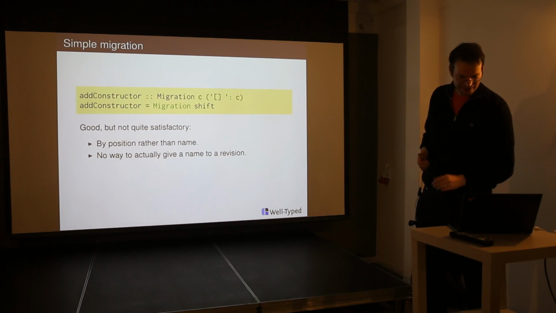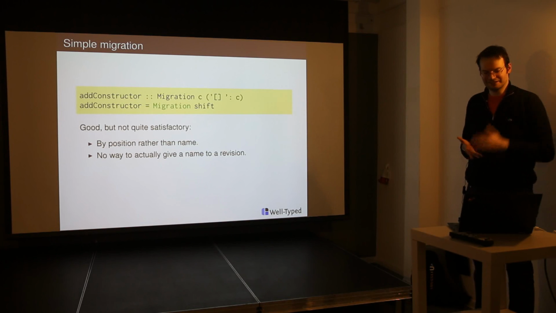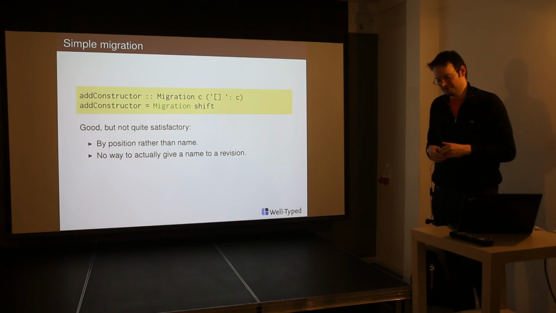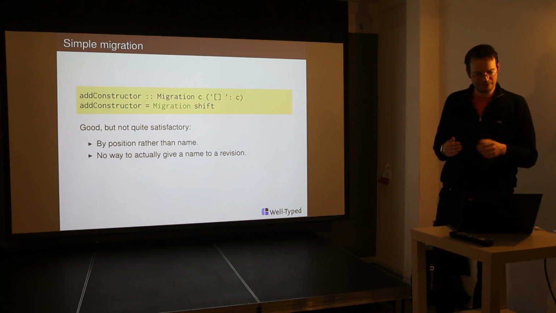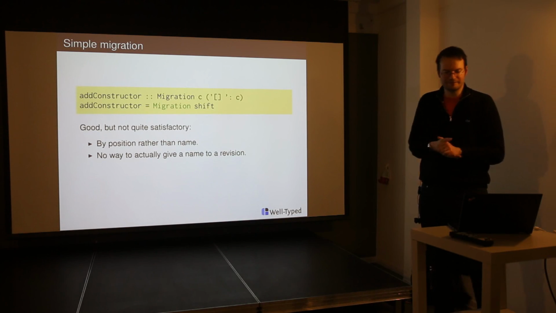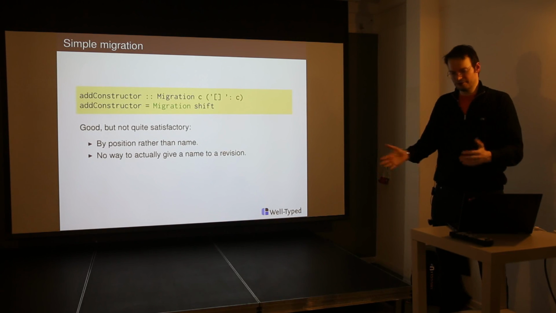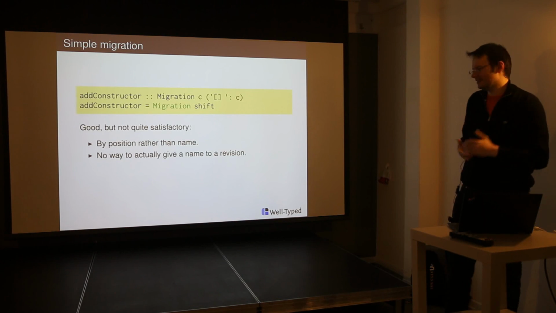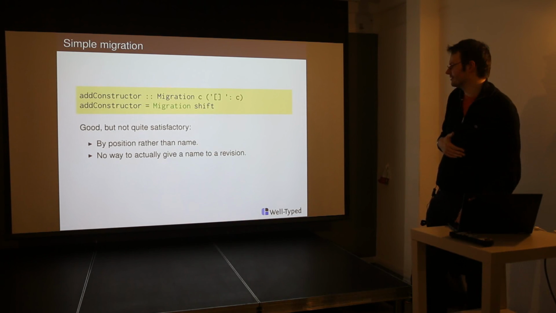But this kind of style is not very nice, because you're talking about your migrations now by position rather than name. And so that's not really what you want. You want to write down something like, I added the constructor that has this and this name, or I added a field that has this and that name, or I deleted this and that constructor. You don't want to write down, I deleted the third constructor of a data type with 20 constructors, because you'll never remember what the third constructor was at that time. And if ever anything goes wrong, the error messages will be horrible.